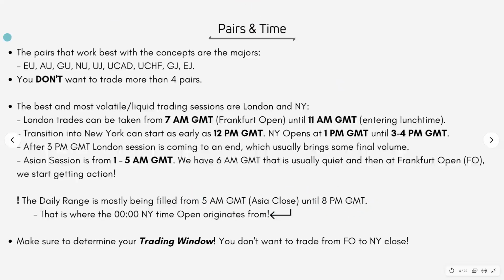This is your daily trading window, all right? So you don't want to trade before 5 a.m. and you don't want to trade after 8 p.m. GMT, right? And this is where this little New York time open originates from. This is the Asia close, and this is basically when you expect the moves to start happening.